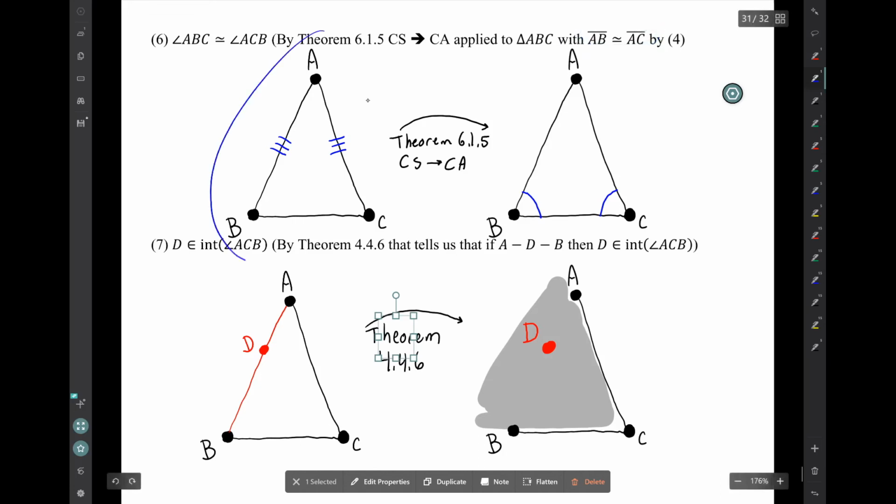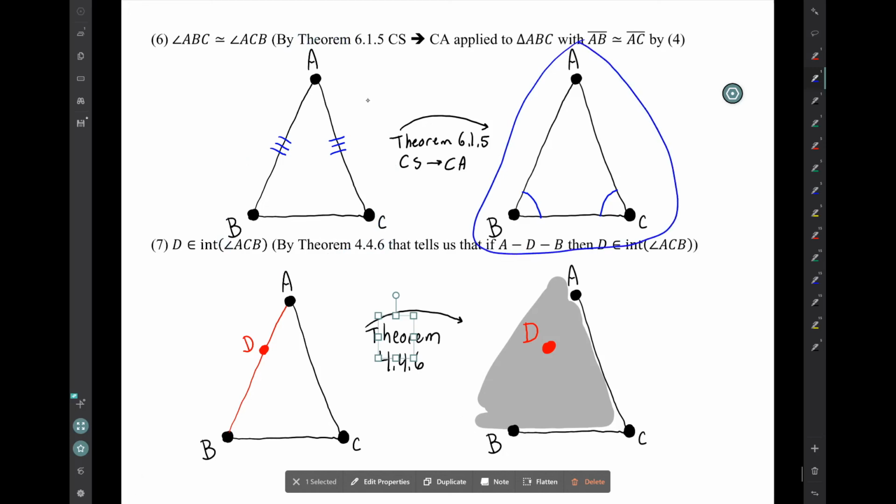Notice this drawing does not show two triangles. The hypothesis of this theorem is you have an isosceles triangle with two congruent sides. The conclusion of this illustration does not have two triangles. It has a single triangle with two base angles that are congruent.